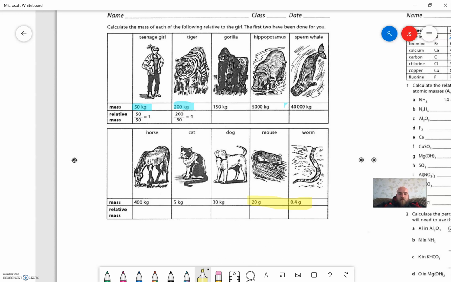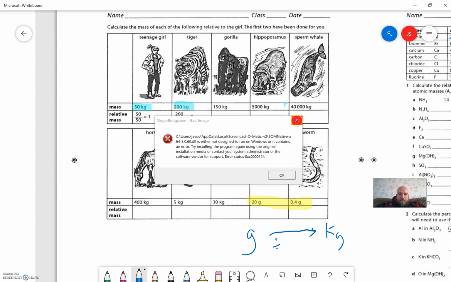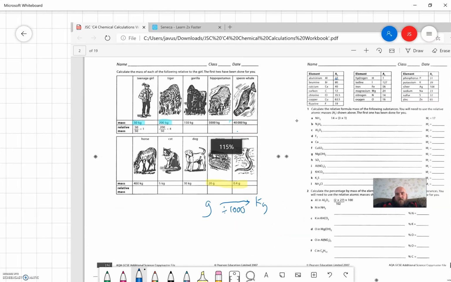So just to make sure you're aware how to do that, to convert grams into kilograms, you have to divide by 1,000. Ignore that message. There we go. Divide by 1,000, and then once you take these and divide them by 1,000, then divide them by 50, and it will give you the right answer. So that's the first part of this worksheet.